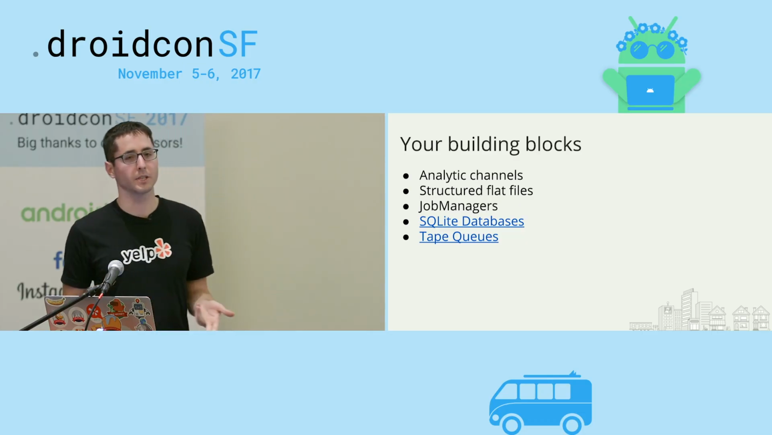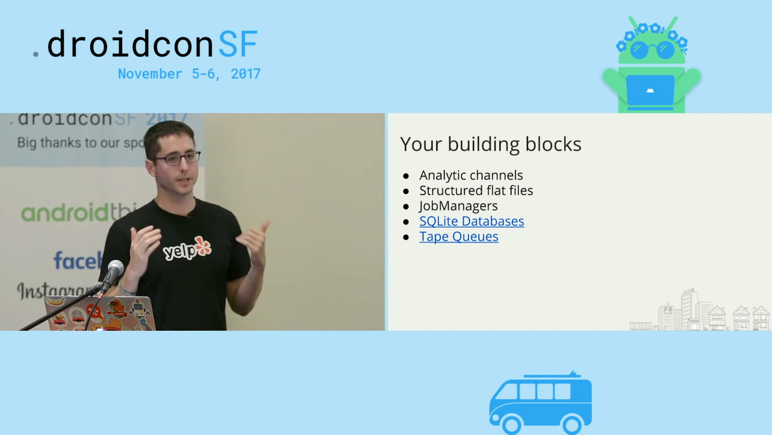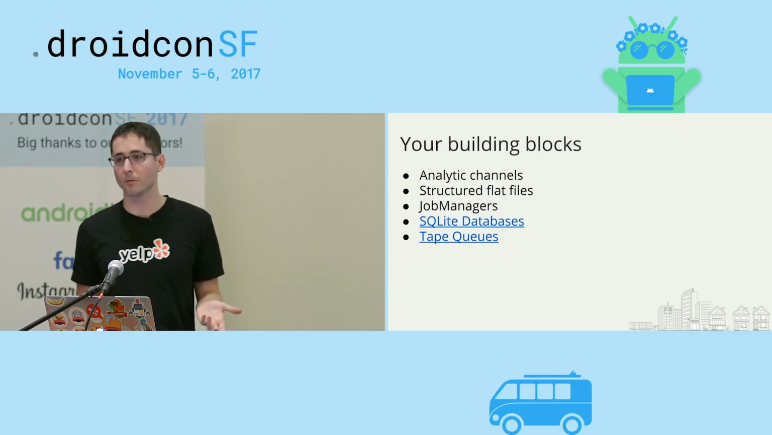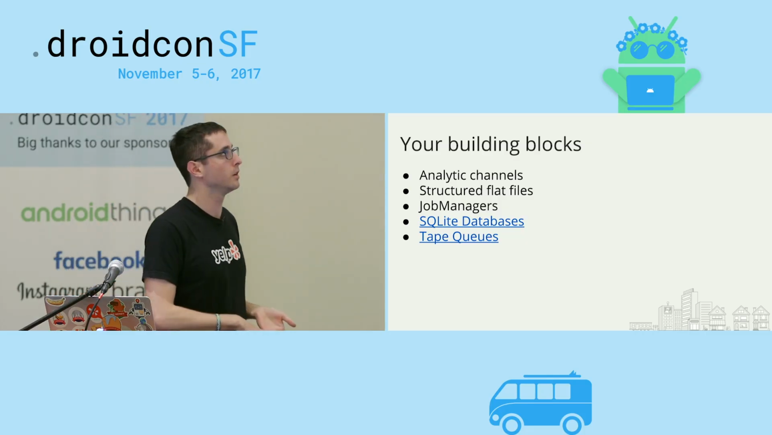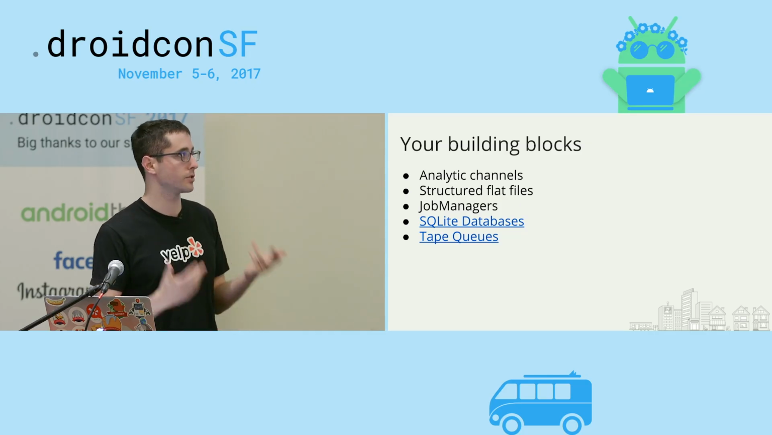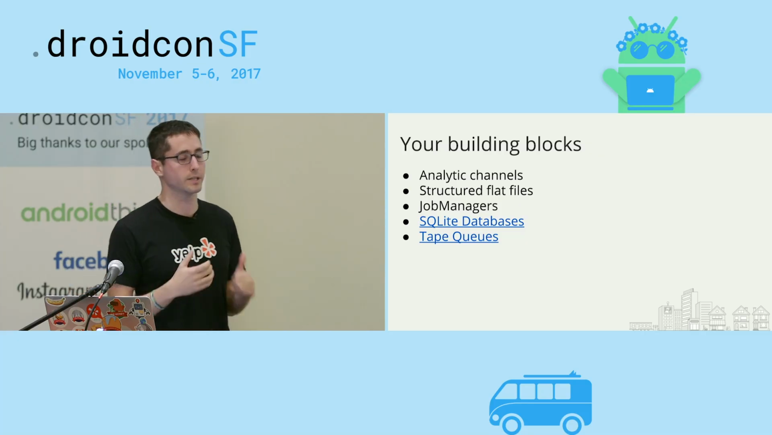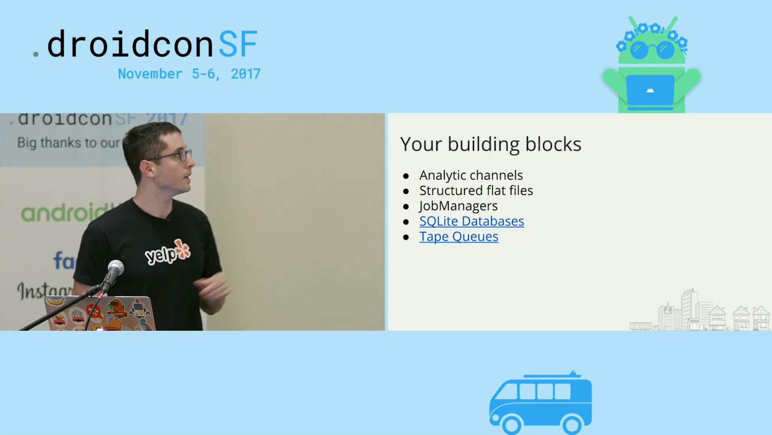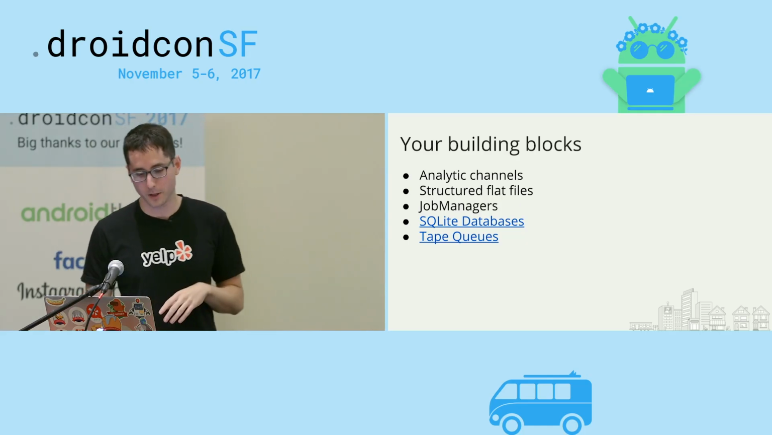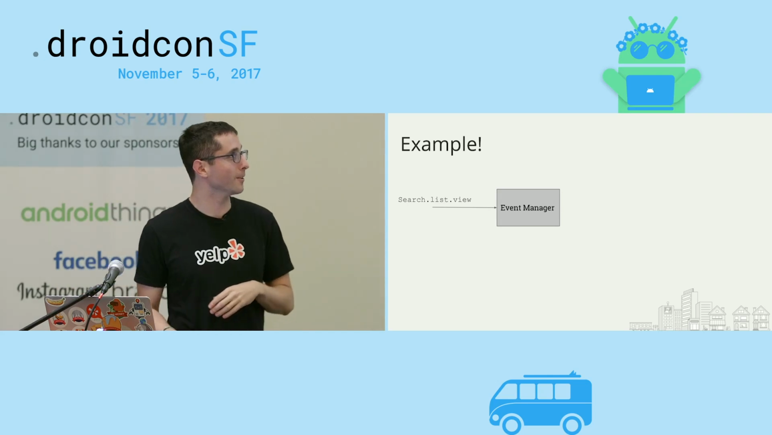Another thing is, structured flat files can be really powerful for this. So just taking the contents of some data structure and dumping it in JSON to a file and persisting that file and retrying to send that file can be a really simple and powerful approach to solve this problem. Also, job managers, whether it's Firebase or Evernote's approach, are really useful for this. Also, SQLite databases and tape queues can be great ways to think about persisting your events. Tape, for those of you who aren't familiar, is a queuing library from Square, which makes 2 obligatory Square library references in this presentation. No RxJava references, though, so that might make me heretical. And no Kotlin.